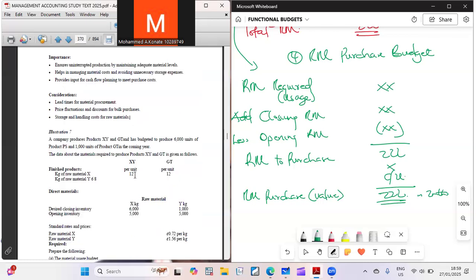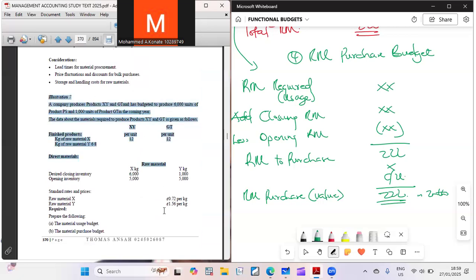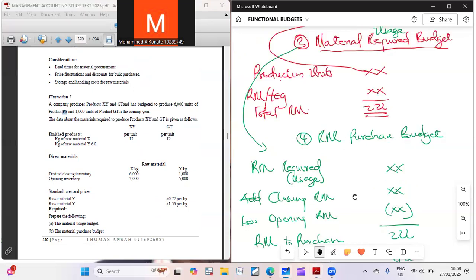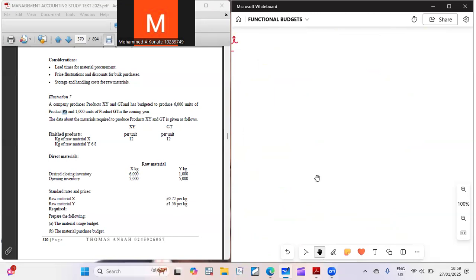Now let's take a look at this one. So this question, we have this information, and like I said, this PS is supposed to be XY. We are supposed to go through and put what we have done into calculation. Let's see how it goes. Right now we have been asked to do the material usage budget and the material purchase budget. So we will set up the products that we have: product XY and product GT.